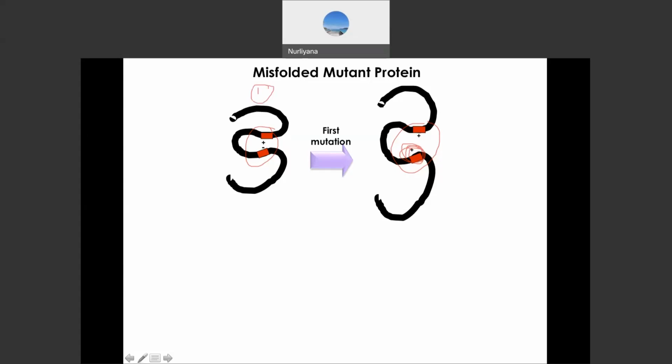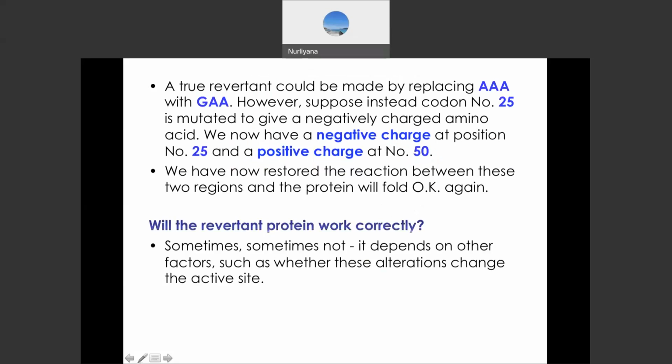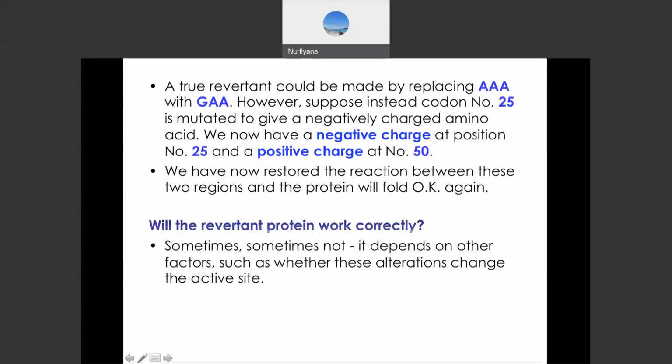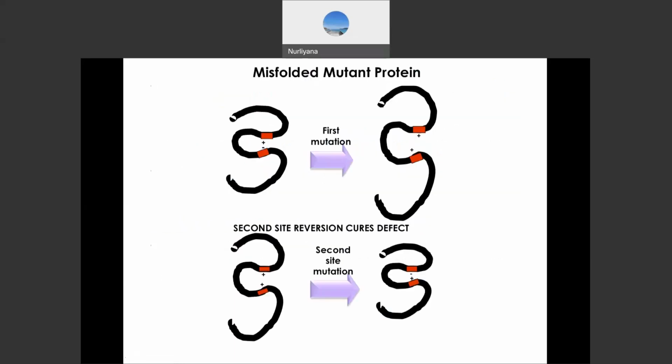We can see roughly from here, just to give you an understanding, a true revertant could be made by replacing AAA with GAA. That means they are trying to revert back so that they can get this positive and negative back. So they use a true revertant. They do some mutation again on this side. This is called a second site mutation, so that they can restore the original site here.